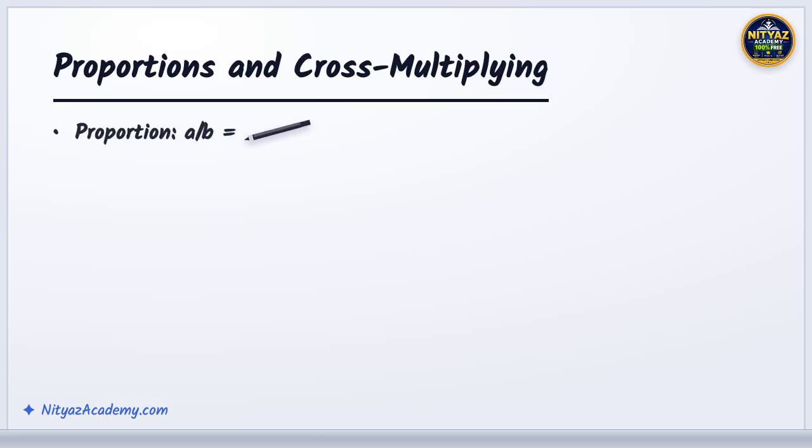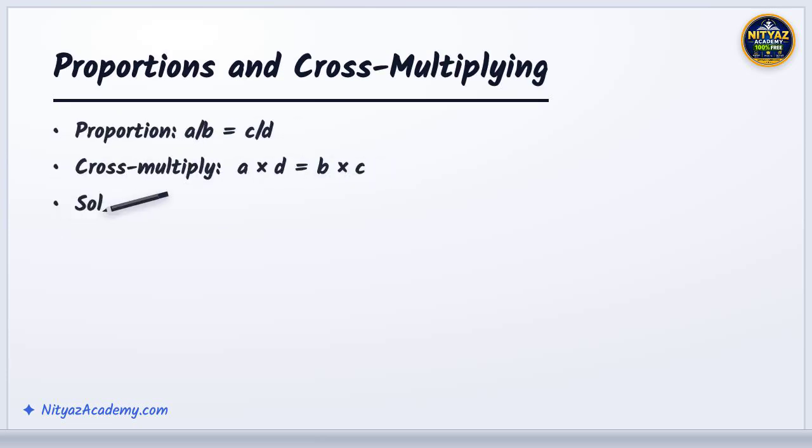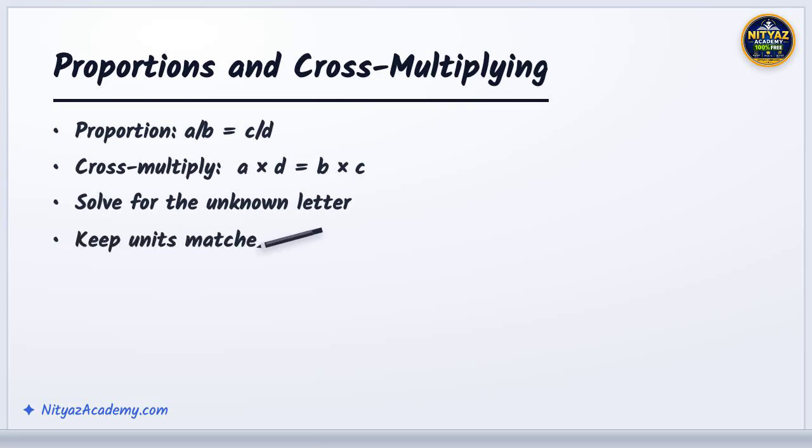A proportion sets two ratios equal. When one value is missing, cross-multiply. A over B equals C over D means A times D equals B times C. Then solve for the unknown. One rule that saves points. Keep your units lined up. If miles are on top of the left fraction, miles must be on top of the right one too. Mixed-up units cause wrong answers.